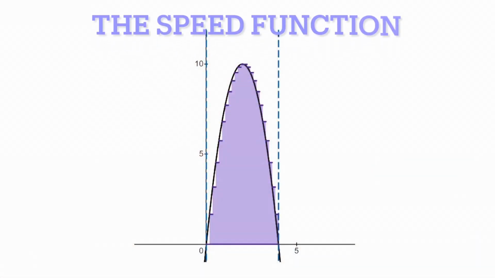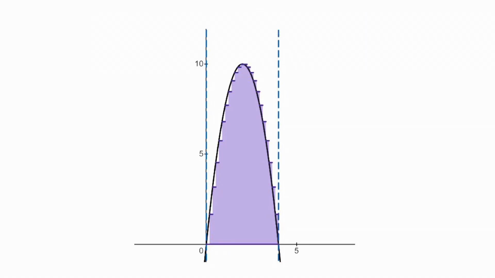This first graph shows the speed function. The curve is plotted with Desmos, with shaded area under it from the interval 0 to 4. The area under the curve represents the total distance traveled during this time period. Each tiny sliver of area corresponds to the distance covered in a small time interval. By integrating, we find the total distance.